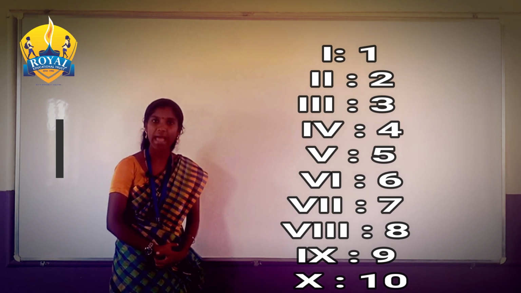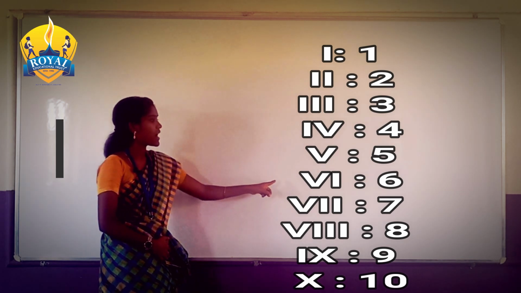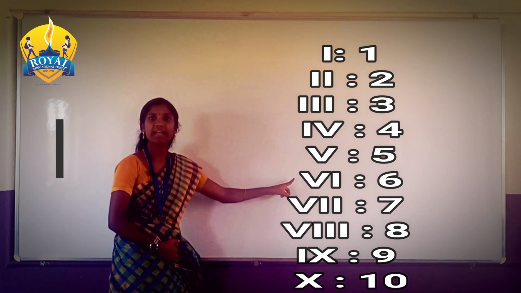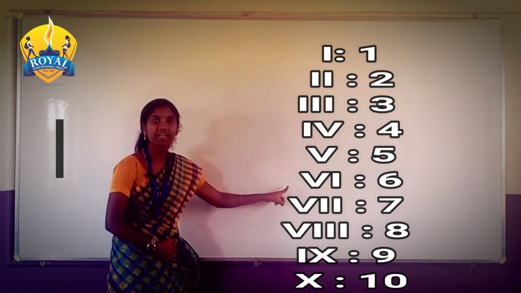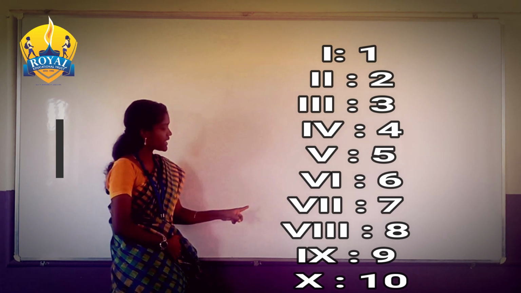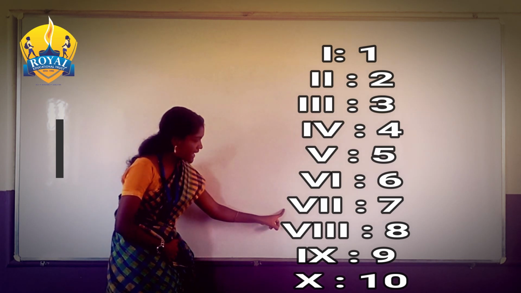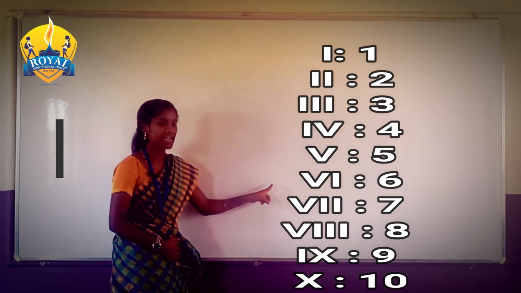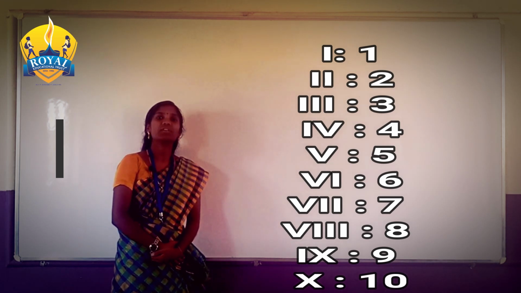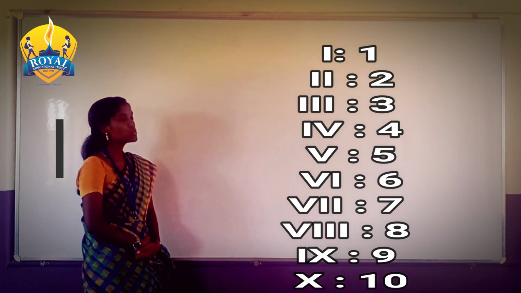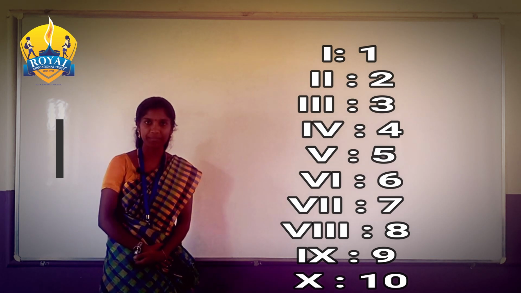So you have to add. 7 VII. 8 VIII. 9 IX. 10 X. Like this you have to do up to 11 to 20.